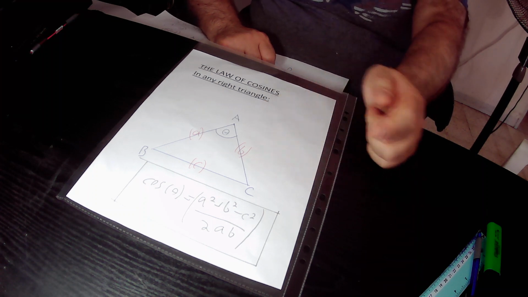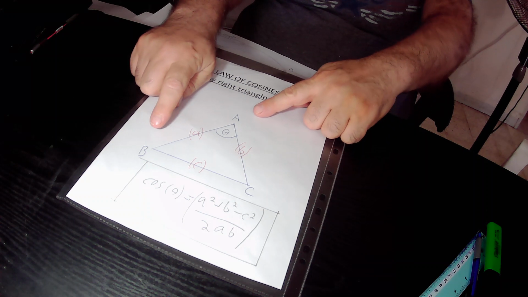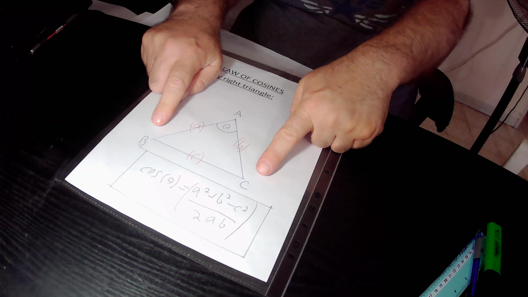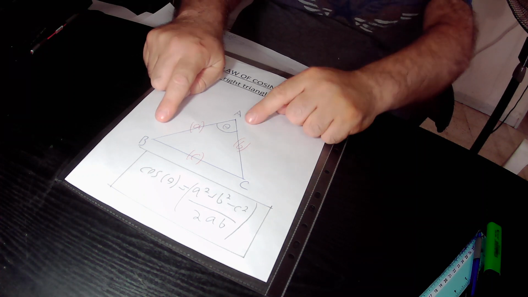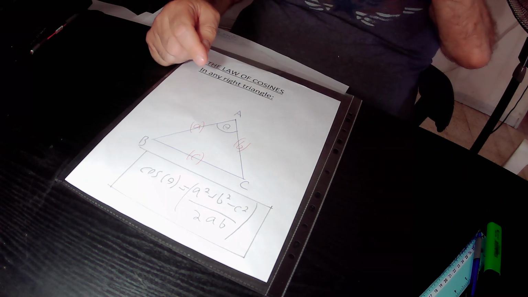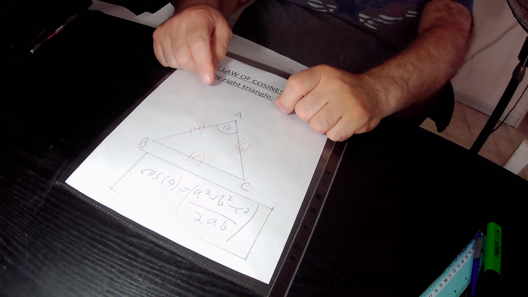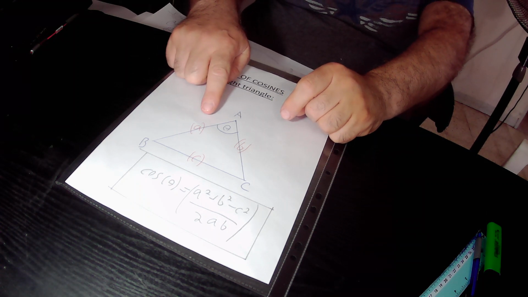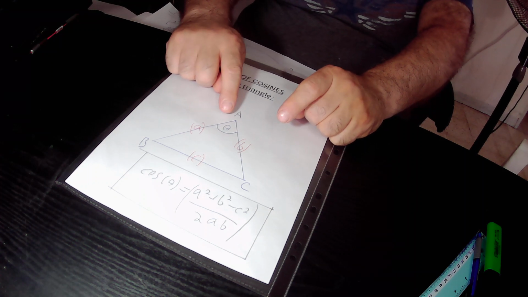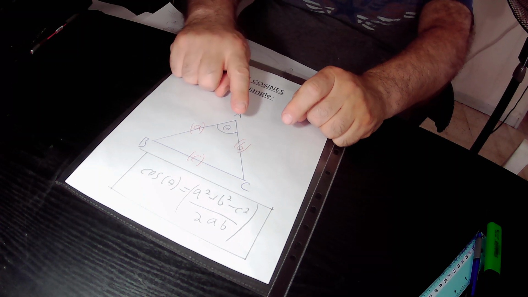This is triangle ABC that could be any triangle. In this triangle ABC, the length of side AB is A, side AC equals B, and side BC equals C. The size of this angle BAC is theta. According to the law of cosines, the following equation is true: cosine theta equals A squared plus B squared minus C squared over 2 times A times B. Again, cosine theta equals A squared plus B squared minus C squared over 2 times A times B.